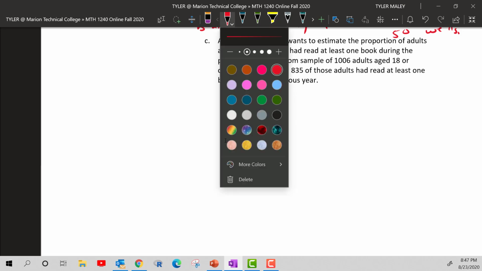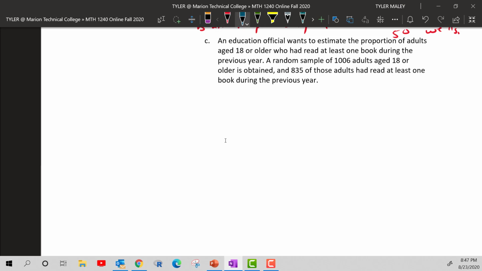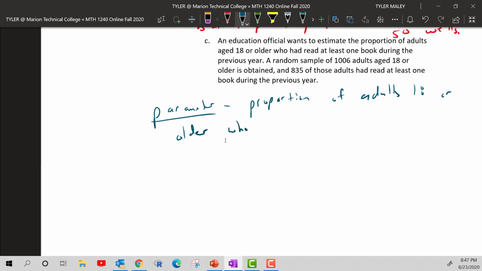Right. So again, we have a parameter, which in this case would be the proportion of adults 18 or older who read a book in the previous year.